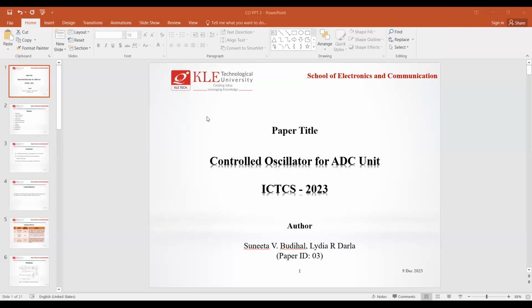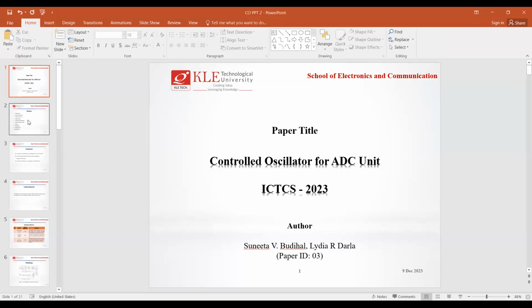Is my screen visible now? Yes, it is visible. Okay, hello, good afternoon, everybody. Myself and my mentor, Sunita VB ma'am, have done a paper on a controlled oscillator for ADC unit. This is basically a subsystem for another system, which is a major project in RF.